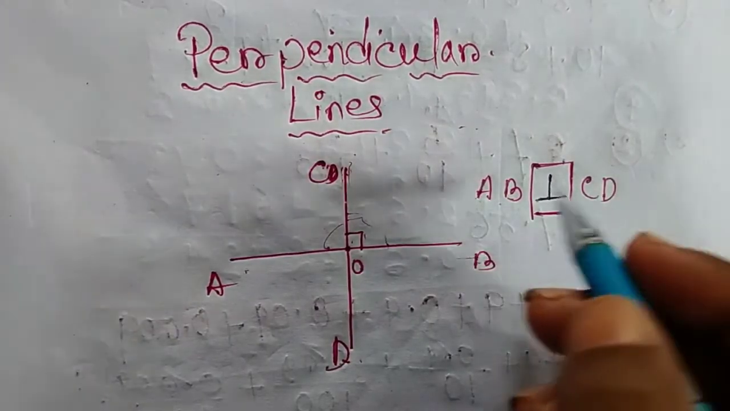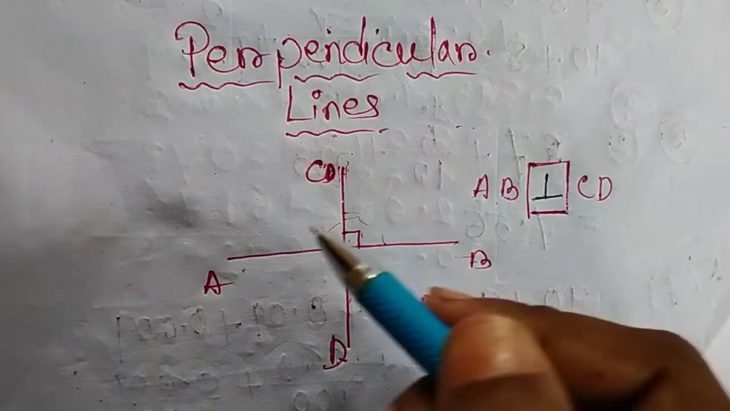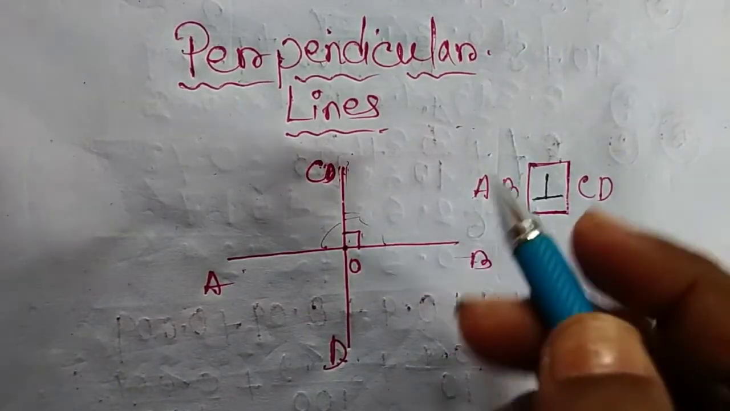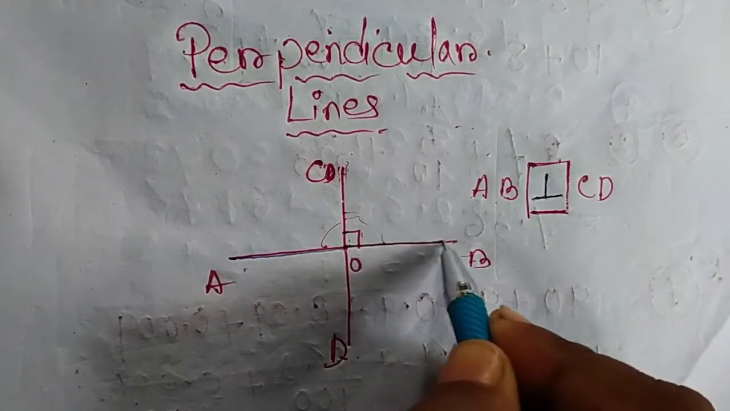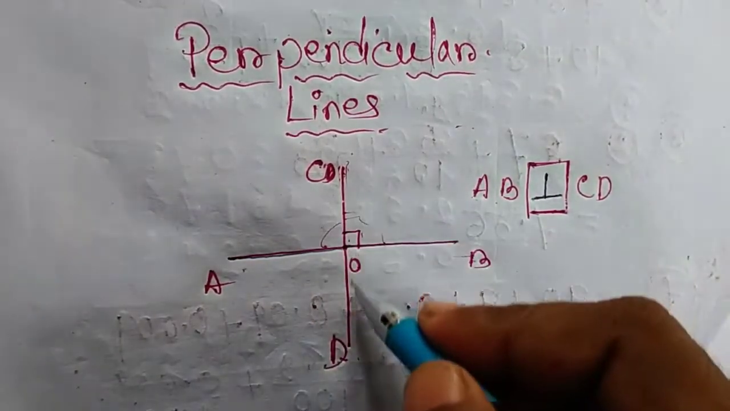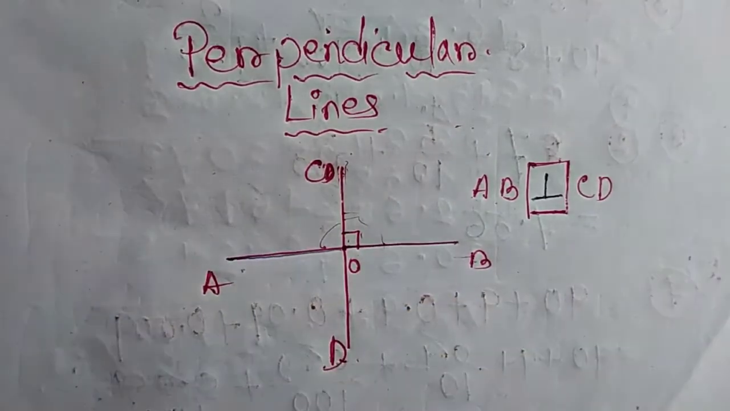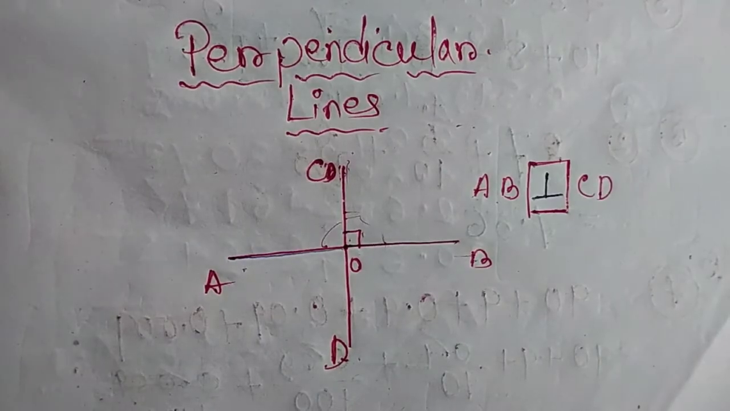Understood everyone? Now next, a line segment is said to be bisected by another if it is divided into two equal parts. If this part and this part are equal, then the line is called bisected, and it's also called perpendicular bisected. Understood everyone? Now try to solve another question.